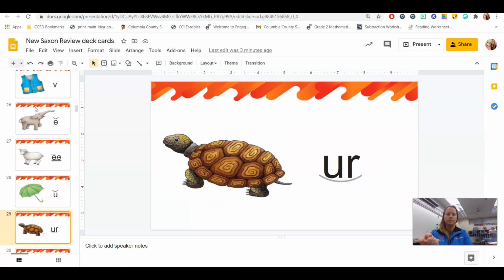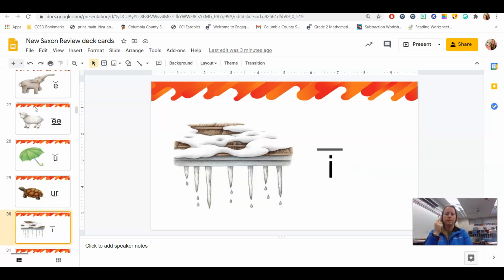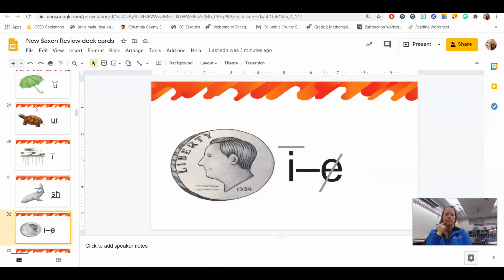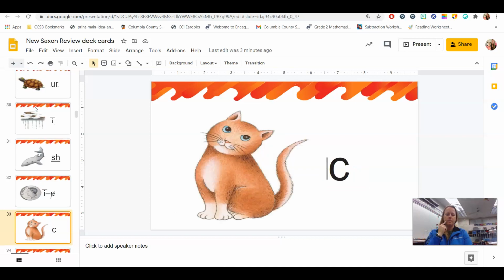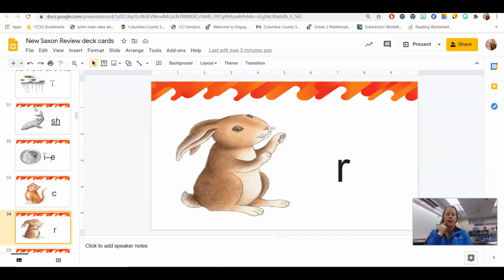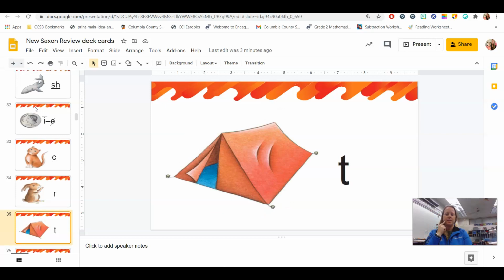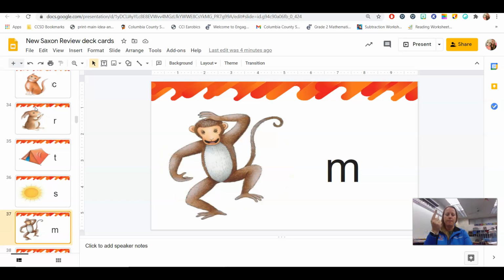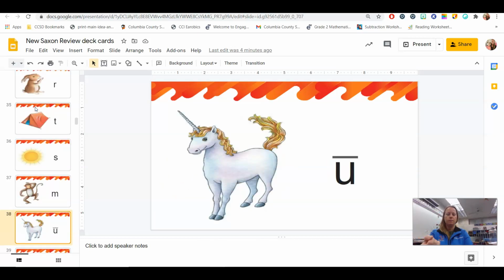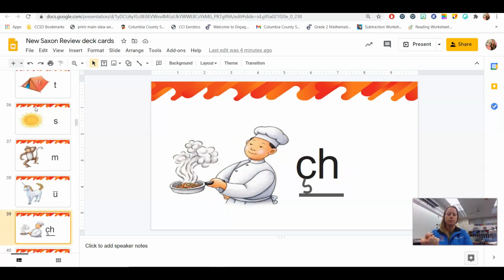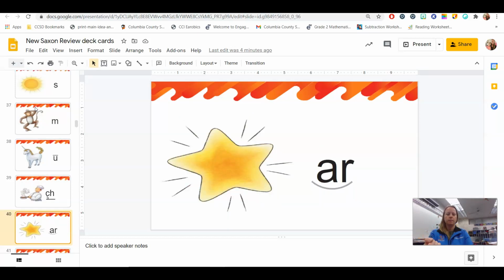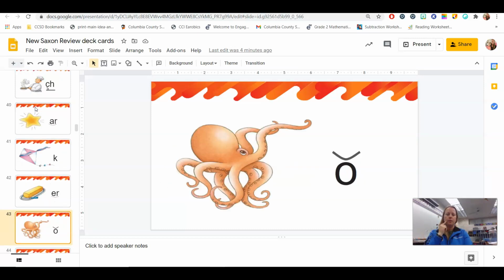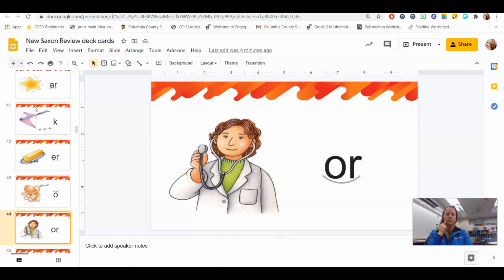Umbrella, a. Turtle, er. Icicle, I. Shark, sh. Dime, I. Cat, k. Rabbit, er. Tent, t. Sun, s. Monkey, m. Unicorn, u. Chef, sh. Star, r. Kite, k. Butter, er. Octopus, a. Doctor, er.